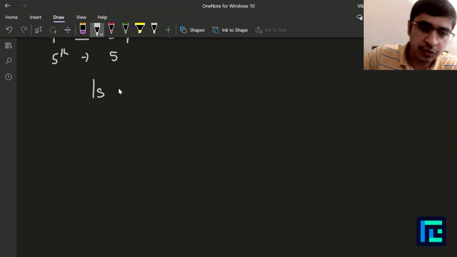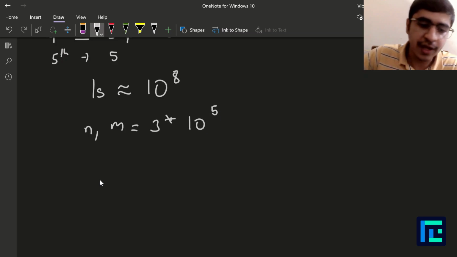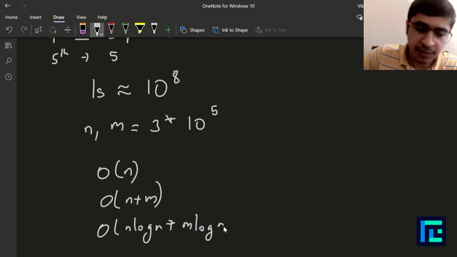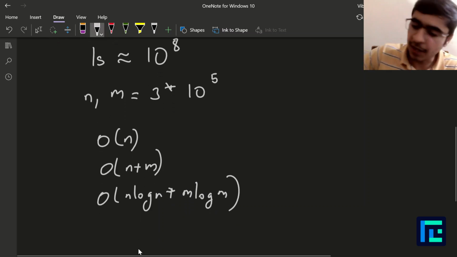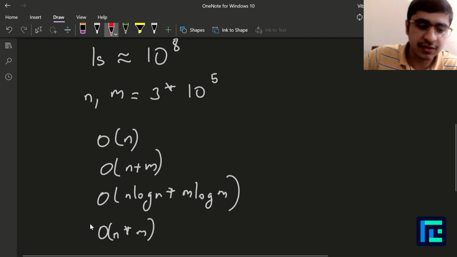So 1 second in Codeforces corresponds to approximately 10 raised to 8 operations. Now you're given n and m both go up to 3 into 10 raised to 5. So anything of this order, O(n plus m), O(n log n plus m), or O(m log m) also, something like this will work. But as soon as we go to some higher complexity such as O(n into m) or O(n square) or O(m square), this will lead to TLE.